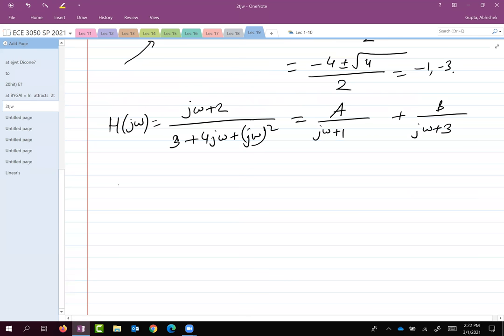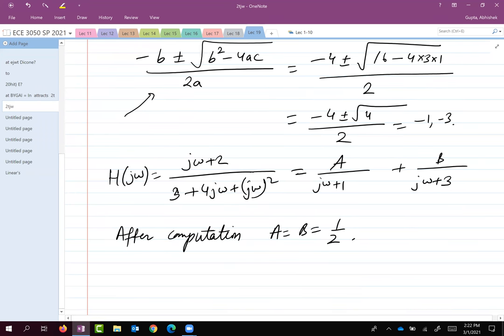Now, after some computation, we get A equals B equals 1/2. Just for a quick reminder, we have A and B, and we don't have a C or D because we only have two roots. That's right, you only have two roots. Exactly.